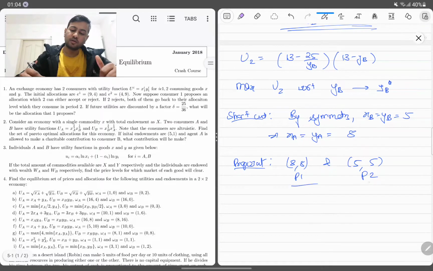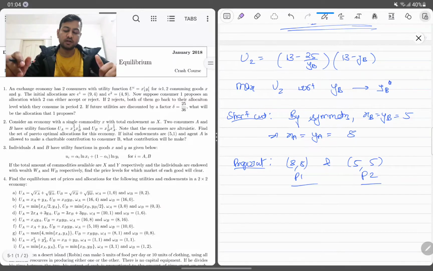So the proposal is 8 comma 8 for person 1 and 5 comma 5 for person 2, and person 2 will accept it, because if he rejects, then it goes to the next period and he gets a lower utility.